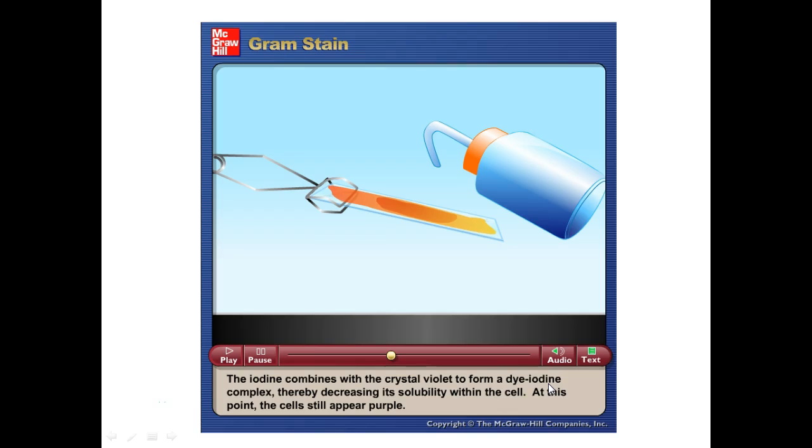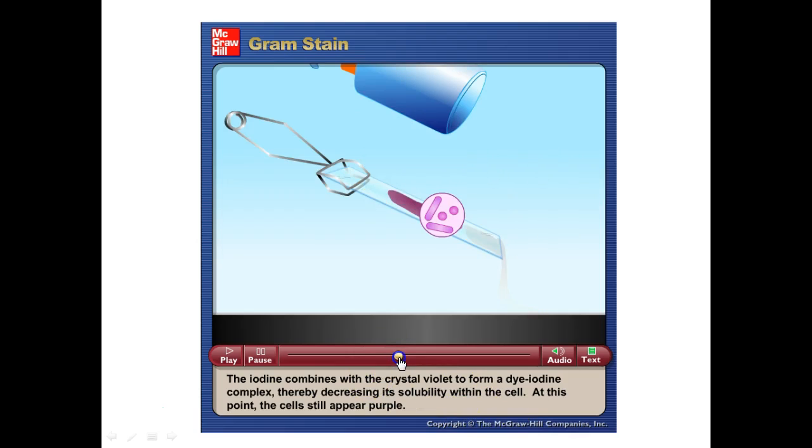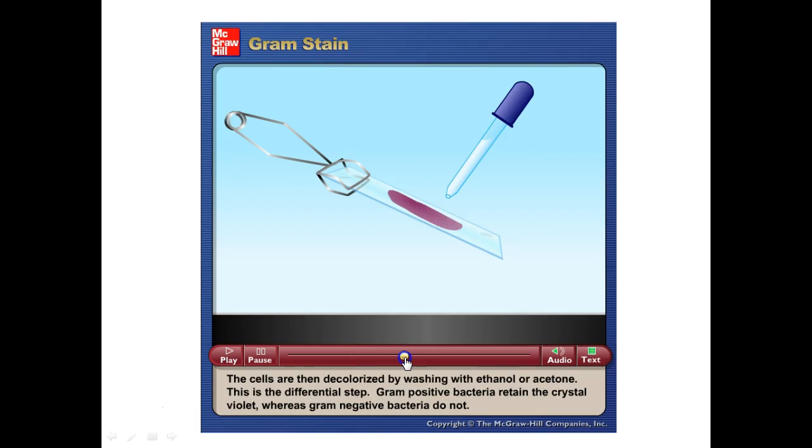This isn't going to change the color of the cells. Instead, something else is going to happen, right? We're going to end up creating a large complex of the crystal violet and the iodine. We're going to make it a larger molecule. So you're going to rinse with water after a minute. Again, as I said, they'll still be purple.